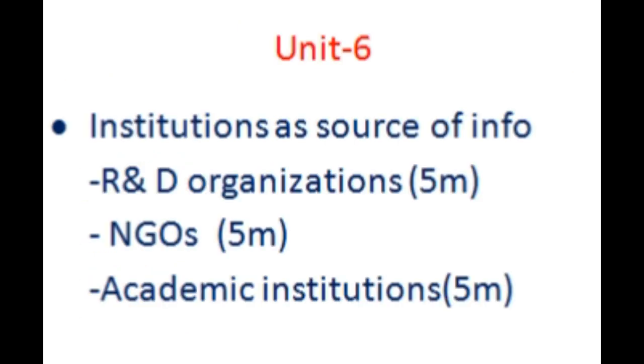Next, unit 6. In this unit, various institutions as sources of information are given. Only these three institutions are important for the exam: R&D organizations, NGOs, and academic institutions, for 5 marks each.